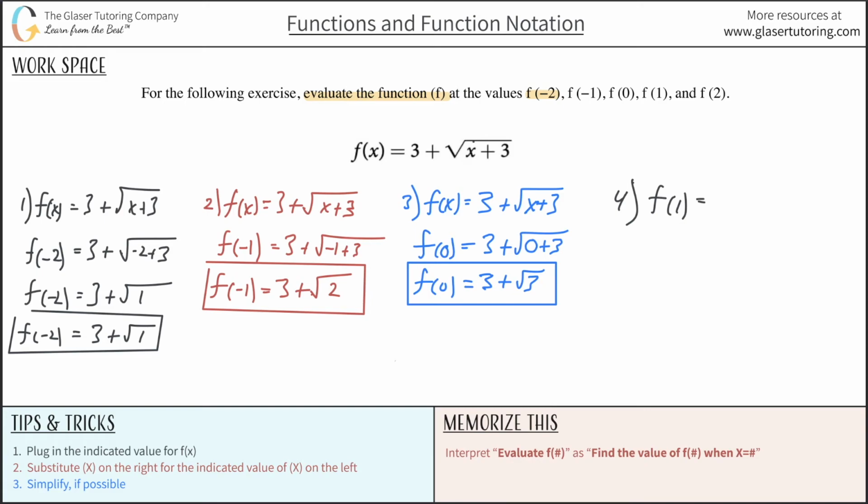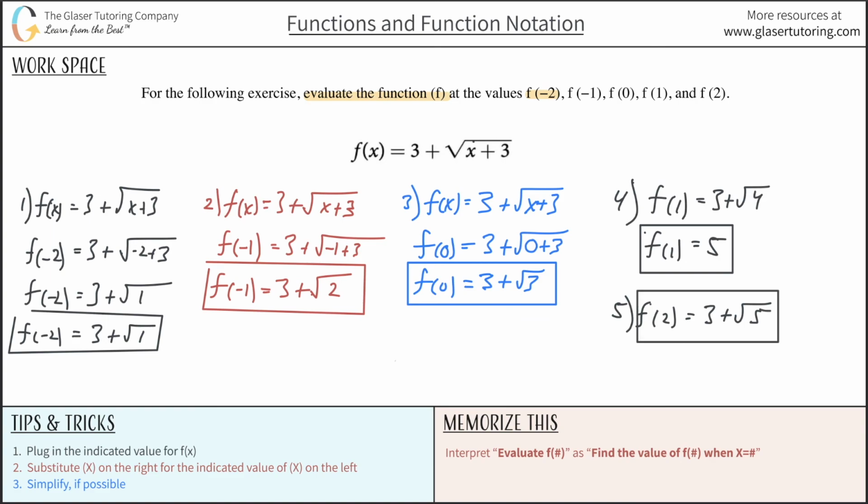So f of 1 will then be equal to 3 plus radical 4. Now this one you can square root, right? Because the square root of 4 is 2, because 2 times 2 is 4. So this would be essentially 3 plus 2, which works out to be 5. All right, so that takes care of number 4. And then number 5 is just as straightforward as before. F of 2 will now be equal to 3 plus radical 5. And that we can't really reduce down. And that's the final answer.